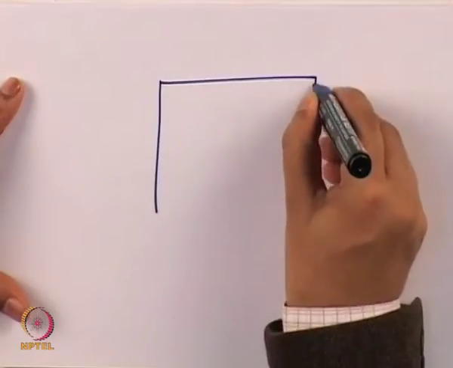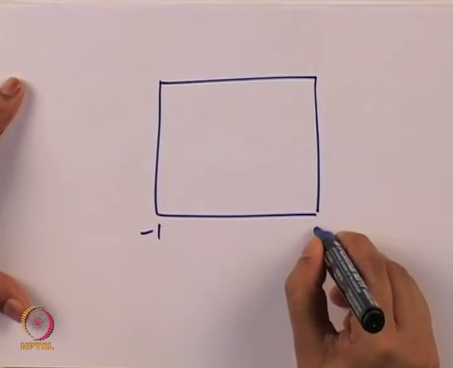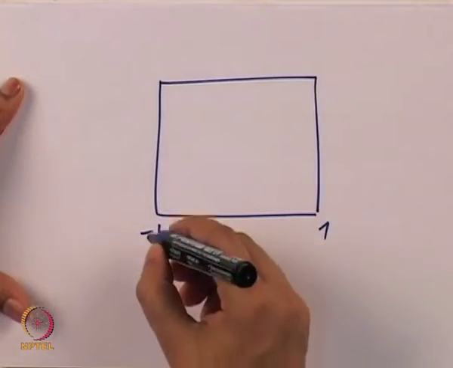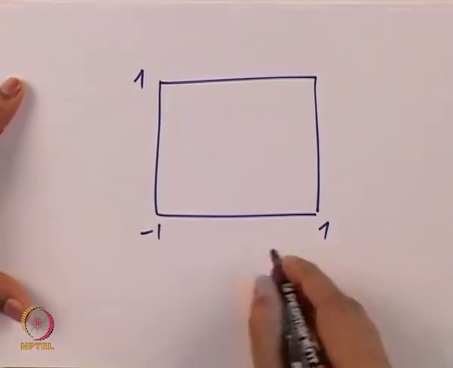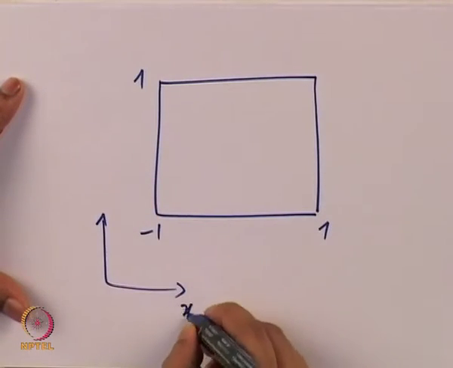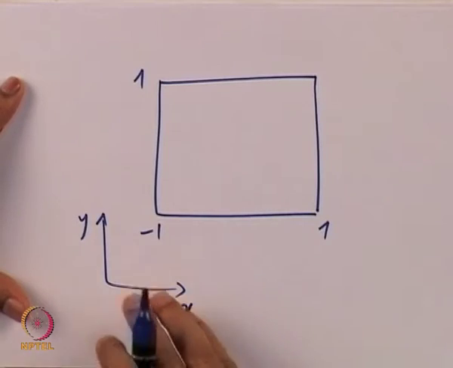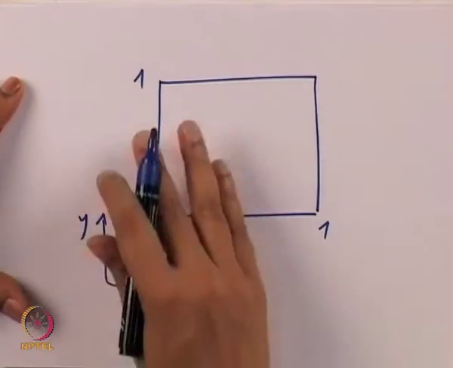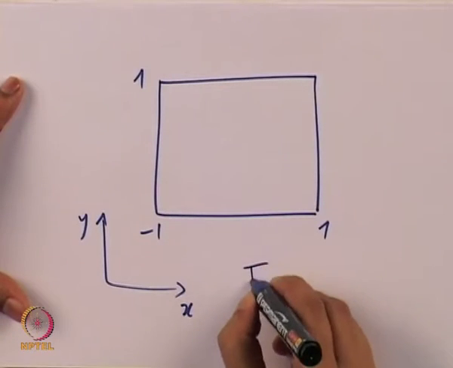We are going to have a square, going from minus 1 to plus 1 in both directions, in x and y direction. If this is the x direction, this is the y direction. So if this is the x axis, this is the y axis. This is going to be our problem geometry, and we are going to solve the Poisson equation.